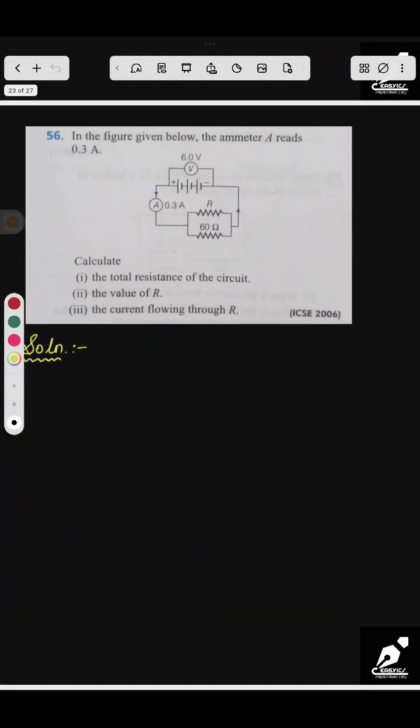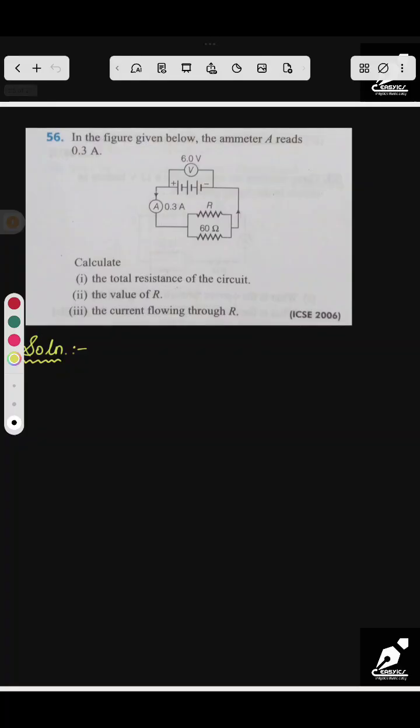Second last numerical. In the figure given below, the ammeter reads 0.3. If the ammeter is reading 0.3, the current in the circuit is 0.3 ampere. As simple as that. The battery combination is given here and it is reading as 6 volt. So potential difference is equal to 6 volt.